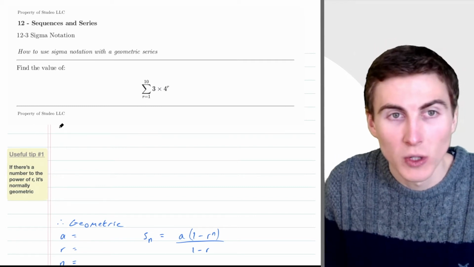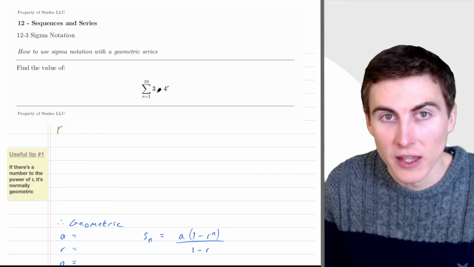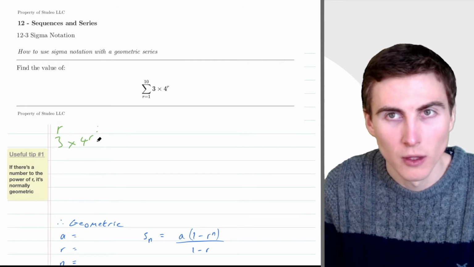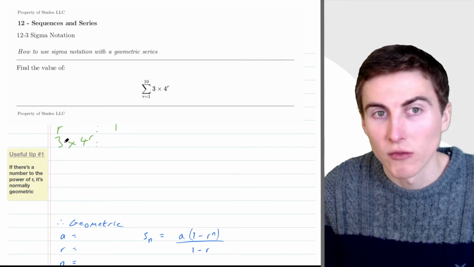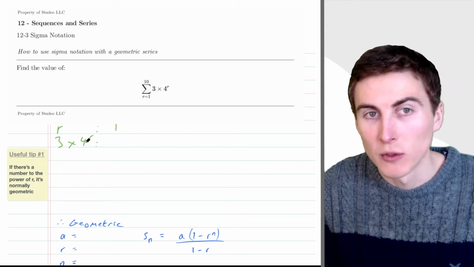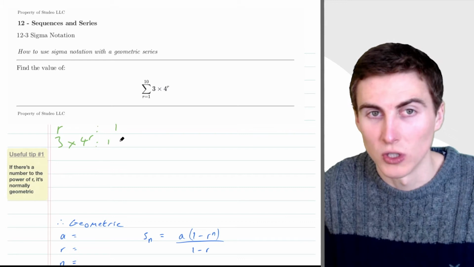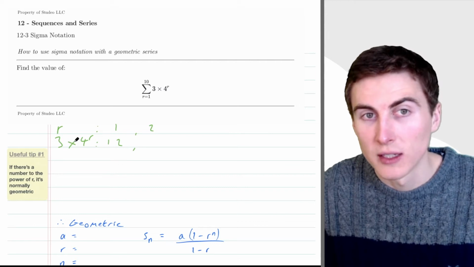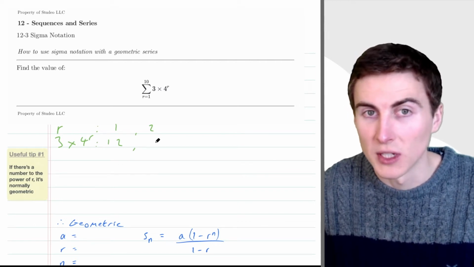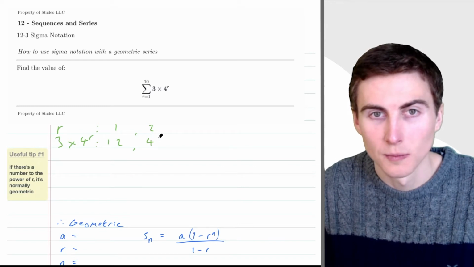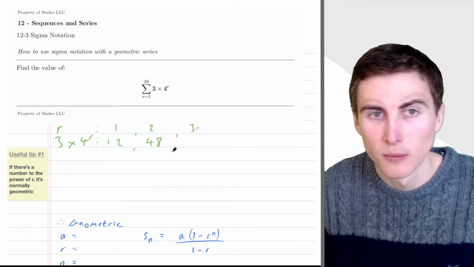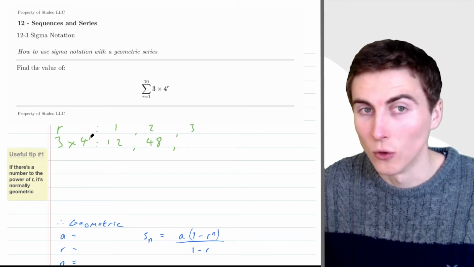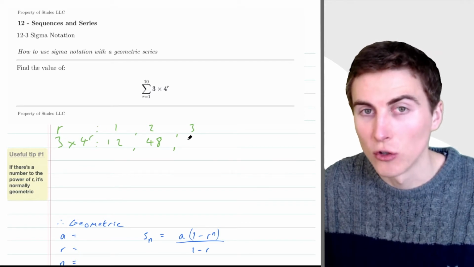So down here, we could have r and then 3 times 4 to the power of r. And when r is 1, 3 times 4 to the power of r would be 3 times 4 to the power of 1. So just 3 times 4, which is 12. Then when r is 2, we're going to do 3 times 4 squared, which is 3 times 16, so 48. And when r is 3, we can do 3 times 4 cubed. 4 cubed is 64, and 3 times 64 is 192.